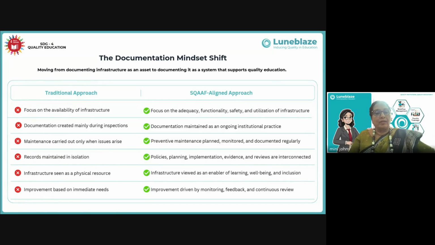See, policies, planning, implementation, evidence, and reviews are interconnected. Dear teachers, dear friends, you can see how they are interconnected. What do you mean by policy? Can you just write in the chat box? What do you mean by policy? Yeah, I am looking for your answers. What do you mean by policy?